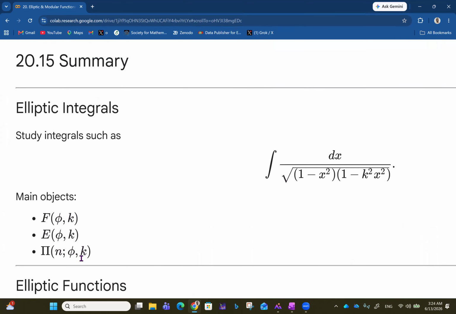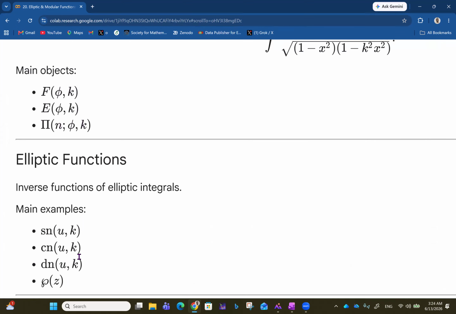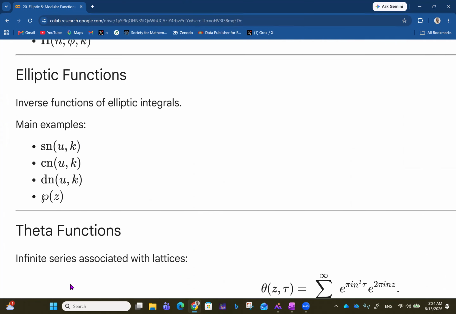That's the elliptic integral. That's where things start from, and then we move on to elliptic functions, the inverse functions of elliptic integrals, which have examples like Sn of u comma k. When k is 0, it becomes sine. Then you have Cn of u comma k. When k is 0, this becomes cos u, right? Then Dn of u comma k. When k is 0, that becomes 1, and then you have the special Weierstrass p of z, like that.